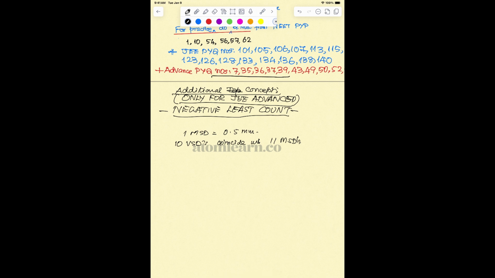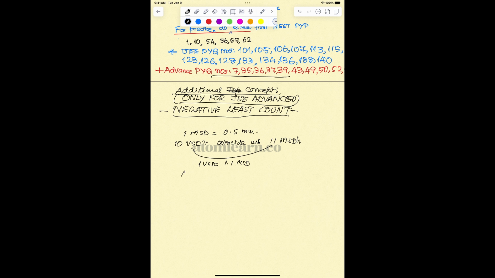Now surprising, because generally what happens, 10 VSDs coincide with a lesser number of MSDs, 9 MSDs. Therefore the least count will be 0.1 mm. Whereas now this actually says 10 VSDs coincide with 11 MSDs, which means 1 MSD is less than 1 VSD. Therefore this is bound to give a negative least count as per our regular definition of least count. So then what do we do now from this? What we do is, 1 VSD is equal to 1.1 MSD.